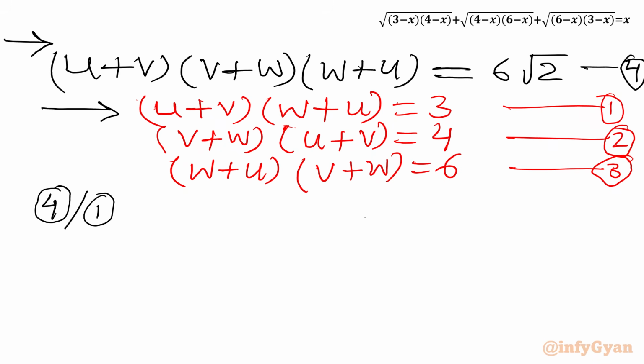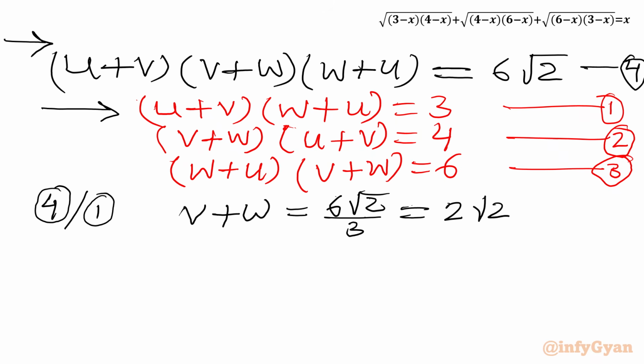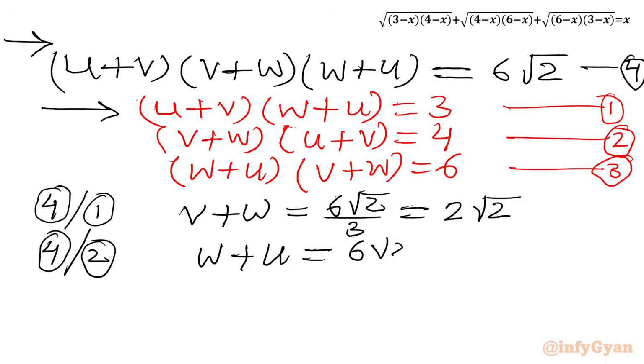So we are going to get v plus w in LHS. Remaining brackets will get over, equal to 6 square root 2 over 3, which will be equal to 2 square root 2. If we divide 4 by 2, we are going to get w plus u value. W plus u would be 6 square root 2 divided by 4, which will give us 3 square root 2 over 2.